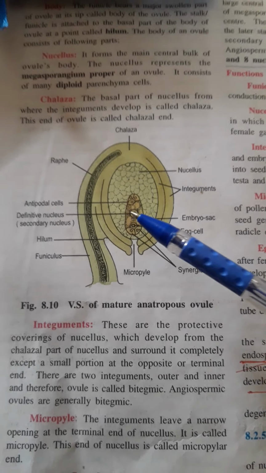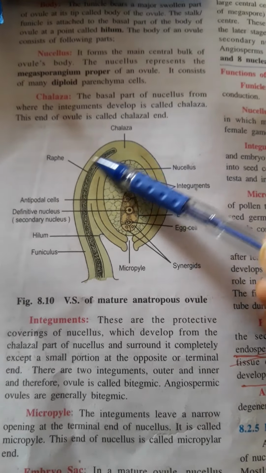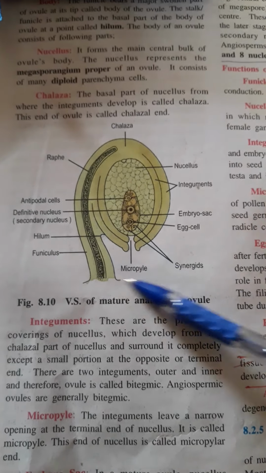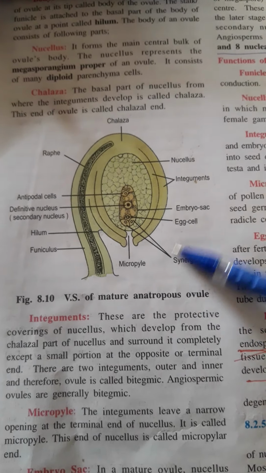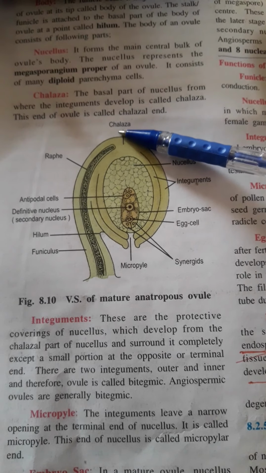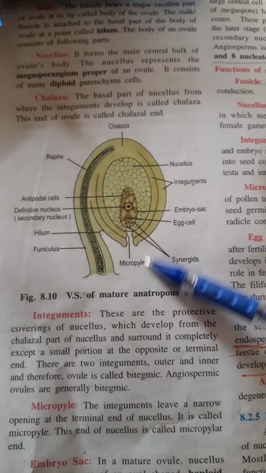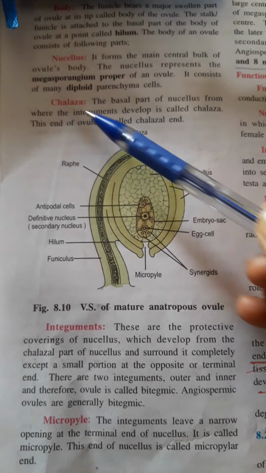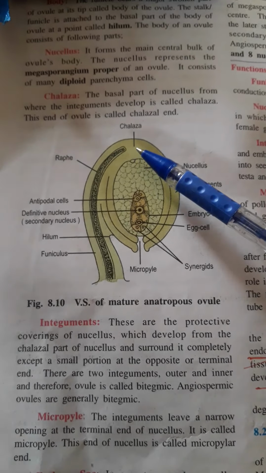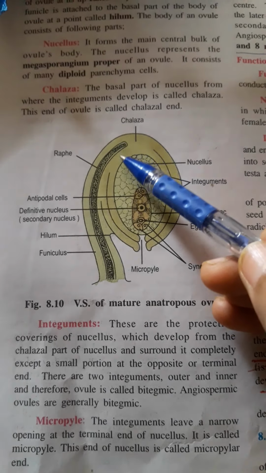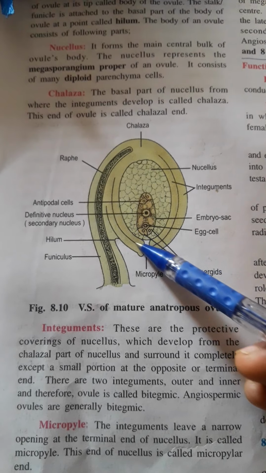Now, let's see the structure of an anatropous ovule. How does it look and what does it consist of? This diagram is very important. This is the chalazal end. This is the micropylar end. Look here, chalaza. Chalaza, the basal part of nucellus from where the integuments develop. The integuments develop from here.